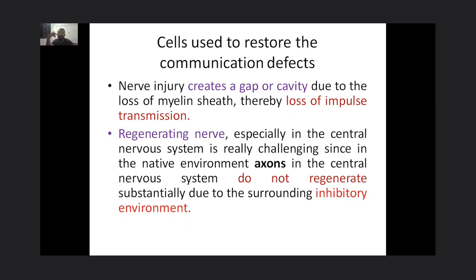So even in the brain. If the nerve is injured, it will create a gap or a cavity due to the loss of the myelin sheath. Then there will not be a connection between one nerve and another, thereby a loss of impulse transmission. So now we need to regenerate the nerve. Regenerating the nerve, especially in the central nervous system, is really challenging, since axons in the central nervous system do not regenerate substantially due to the surrounding inhibitory environment.